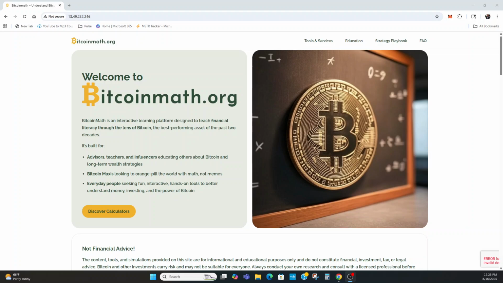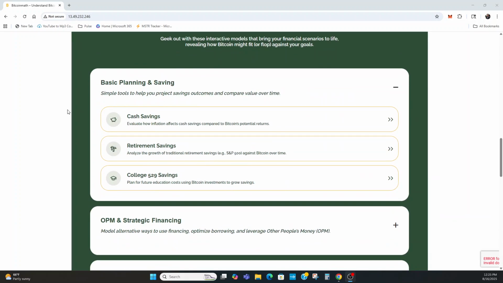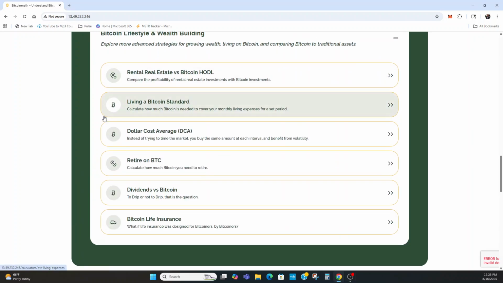So today we're going to cover the Bitcoin versus dividends calculator. To get to that model, you want to be on the home page, scroll down to the calculators, expand lifestyle and wealth building, Bitcoin dividends versus Bitcoin here. Give that a click.